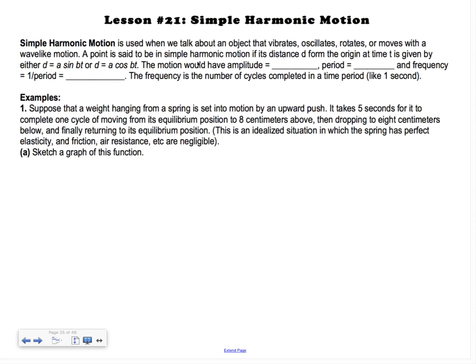A point is said to be in simple harmonic motion if its distance d from the origin at time t is given by either d equals a times sine of bt or d equals a times cosine of bt. So you could have t or x, it doesn't matter. So the motion would then have an amplitude.